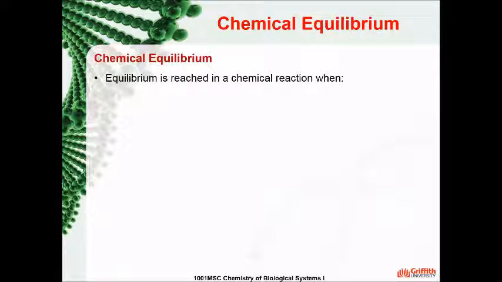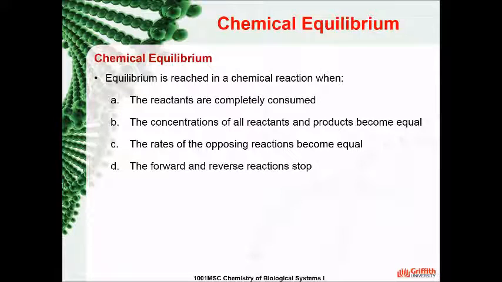Let's check your understanding now. Equilibrium is reached in a chemical reaction when... The correct answer is C.